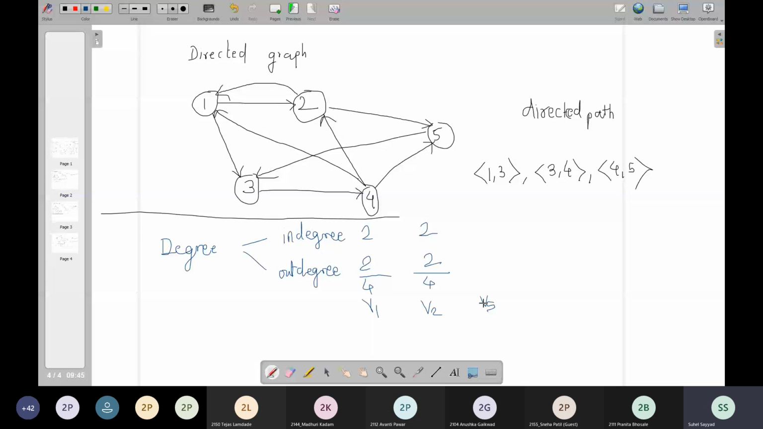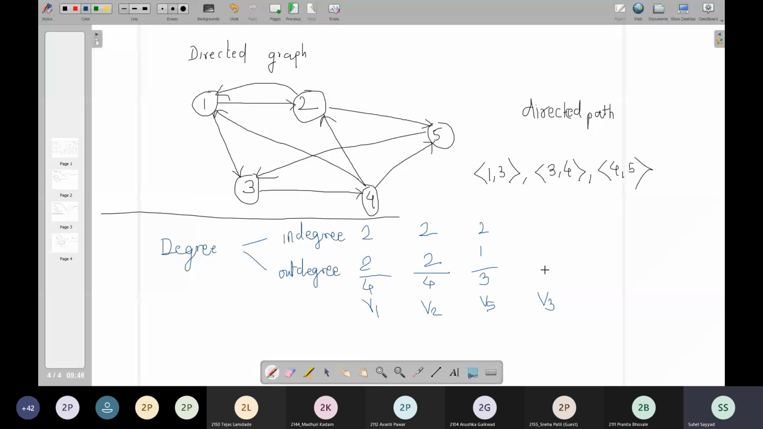Do we have roll number 18? Yes, sir. What is in degree for vertex V5? Sir, 2. Correct, 2, because there are two incoming edges. What is out degree for V5? 1. So what will be my total degree? It will be 3. Absolutely correct.